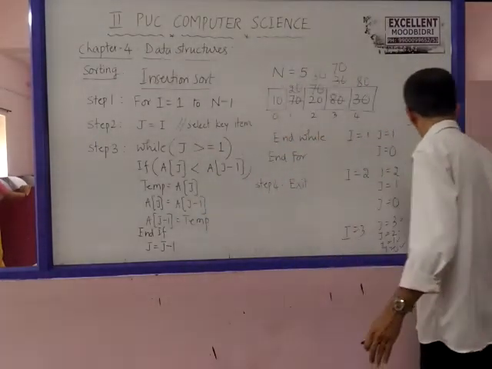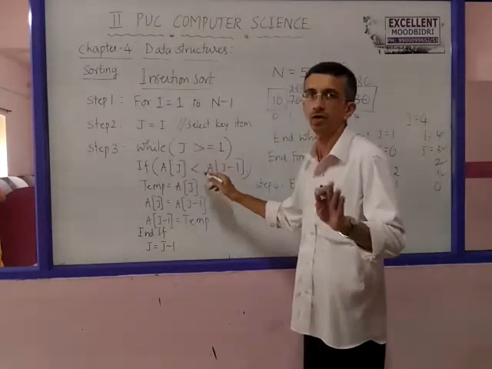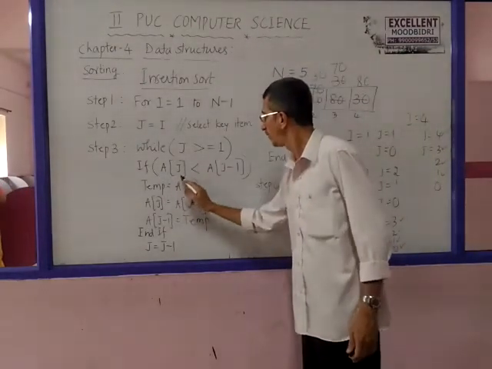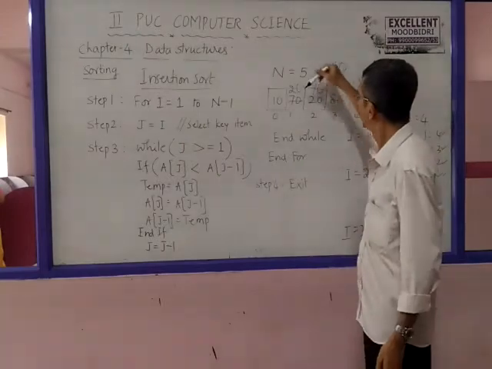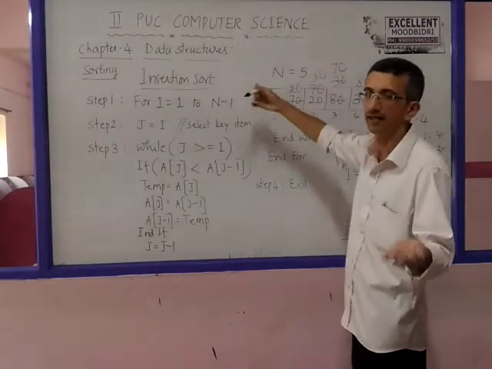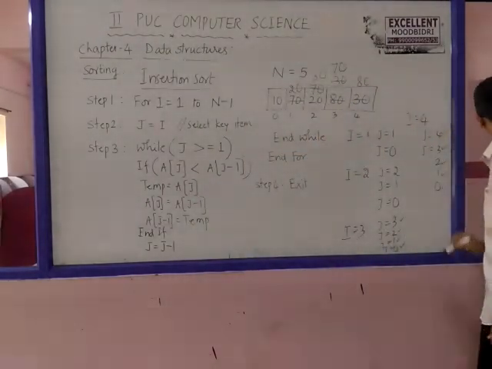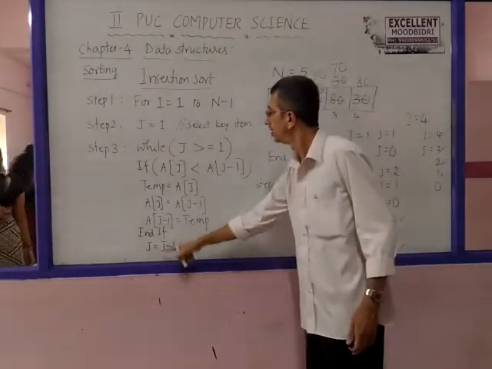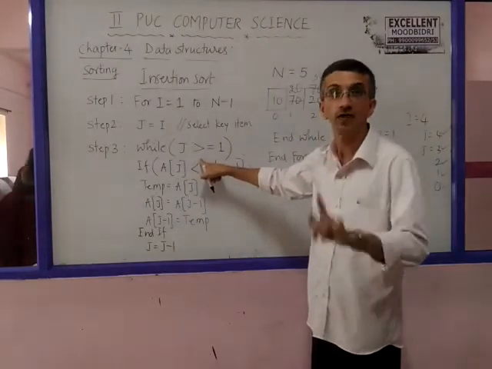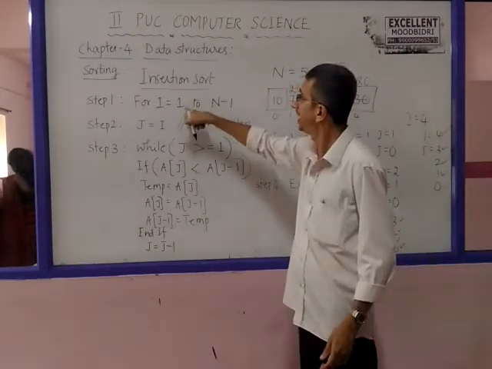J becomes 1 less still. J becomes 1. 1 is more than or equal to 1, true, into the if. A of 1 against the previous A of 0. A of 1 is 20. 20 is less than 10? No. They are already in position, right? No interchange. J becomes 0. But the while loop condition becomes false now. So the while loop stops, and back to the next value of i.